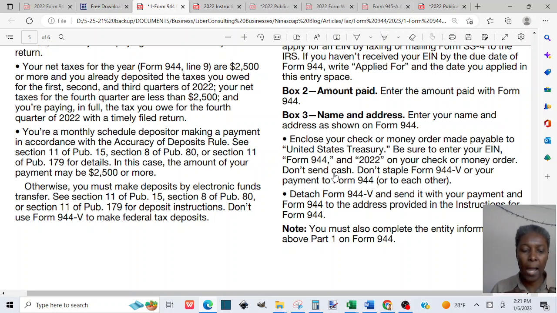So make sure you have Form 944 written on the check, the year you are paying for, 2022, written on the check. Make sure you have your EIN number on the check, and I assume the check is a business check, therefore it has your business name on it. Otherwise, why not add your business name on it as well? But make sure payable to is to the United States Treasury, and make a copy of that check.